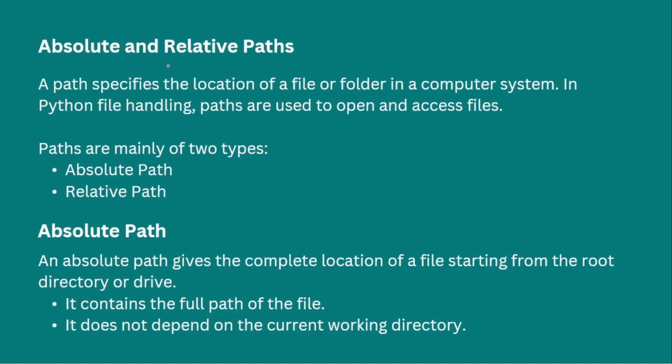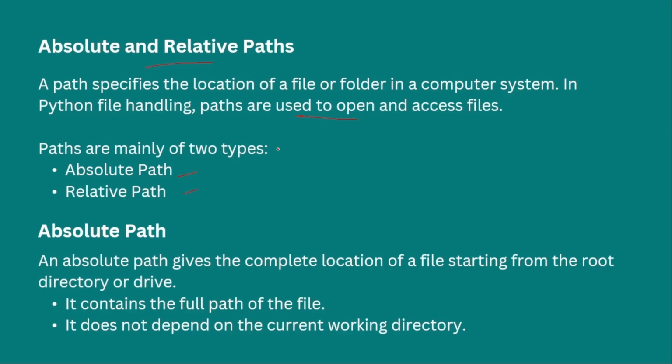So next topic is absolute and relative paths. A path specifies the location of a file or folder in a computer system. In Python file handling, paths are used to open and access files. Paths are mainly two types: absolute path and relative path. So path specifies the location of file or folder, where that file is present. At which location that file is present, we'll get to know using its path.